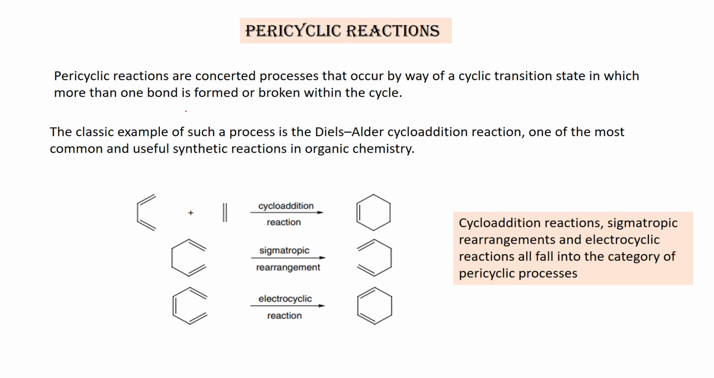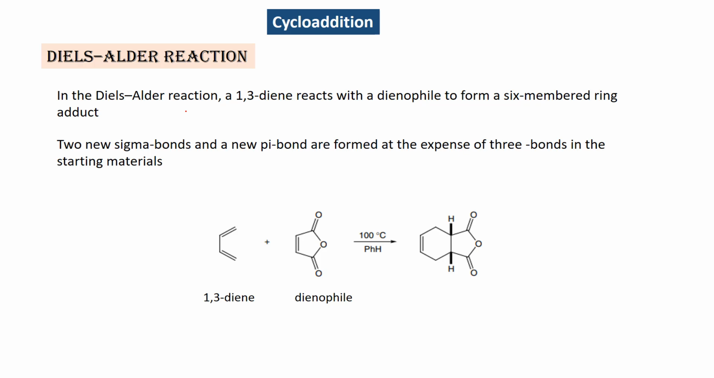Actually we will mainly discuss the cycloaddition reaction. It is a part of the pericyclic reactions. The pericyclic reactions are of three types. One is cycloaddition, next is sigmatropic reaction, another is electrocyclic reaction. One of the important types of cycloaddition reaction is the Diels-Alder reaction. Most of you have heard about this. So what is the Diels-Alder reaction?